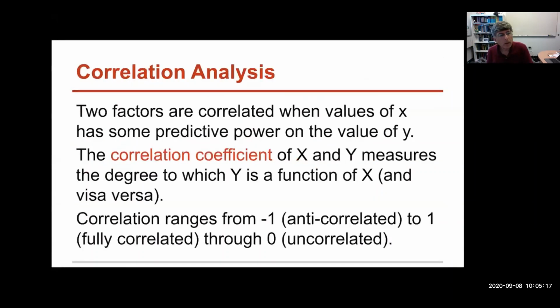Okay, so what I'd like to start to talk about is correlation analysis. Correlations are one of the primary ideas that drive all of predictive modeling. We say that two factors are correlated when values of X have some predictive power on the values of Y. The correlation coefficient of X and Y is a measure of the degree to which you can predict Y as a function of X or X as a function of Y.